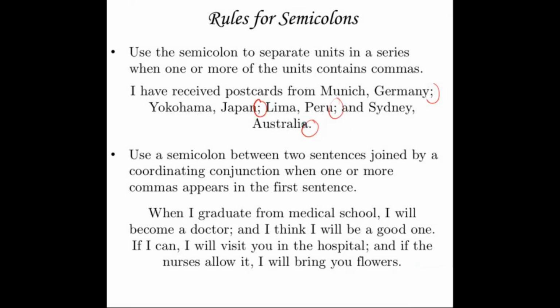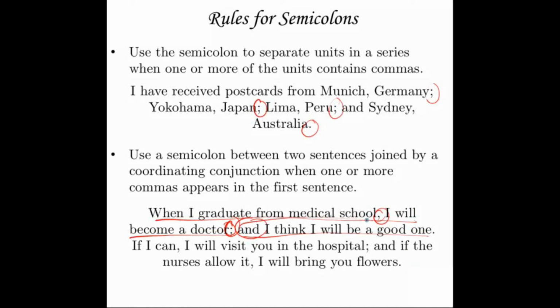Let's look at it. When I graduate from medical school, I will become a doctor, and I think I will be a good one. In this case, we use the semicolon to indicate that the pause there is more important than when I graduate from medical school. Because "when I graduate from medical school" can't be a sentence by itself. "I will become a doctor" can. So we're separating two complete sentences. Two separate independent sentences. We join them with a semicolon, even though the coordinating conjunction "and" is here, because we don't want people mixing up this pause right here with this pause for the comma.